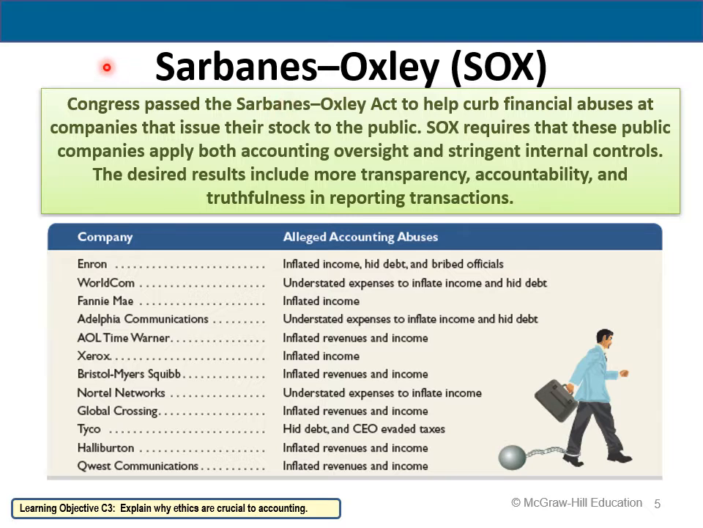Sarbanes-Oxley was legislation passed by Congress, right? And it's named for the two congressmen that passed it. It was passed in the light of several high-profile accounting failures, all right, accounting abuses. And so we see several of those here.